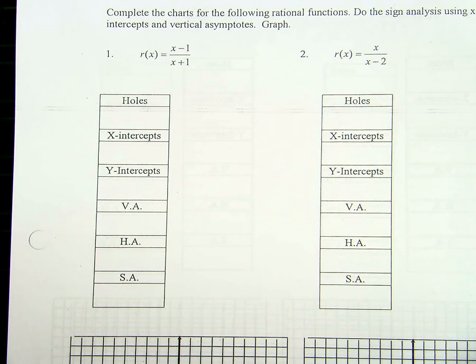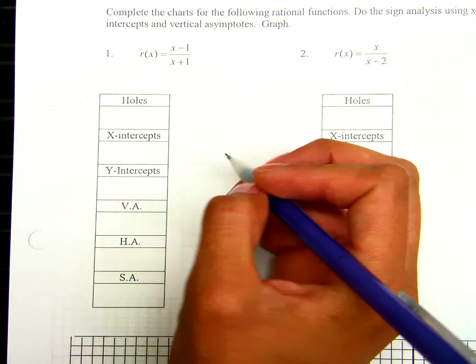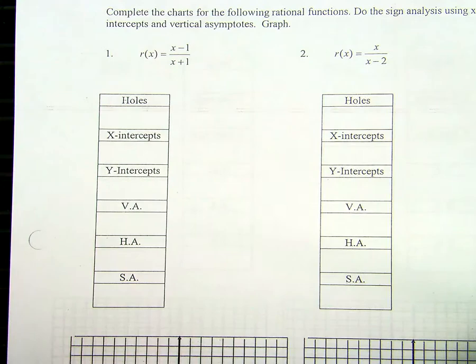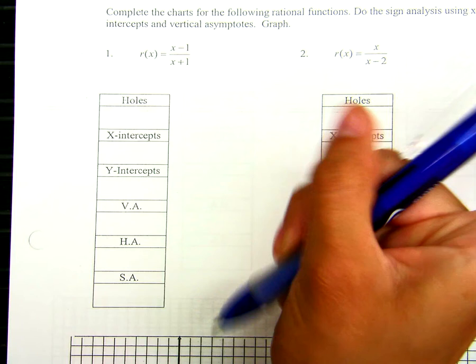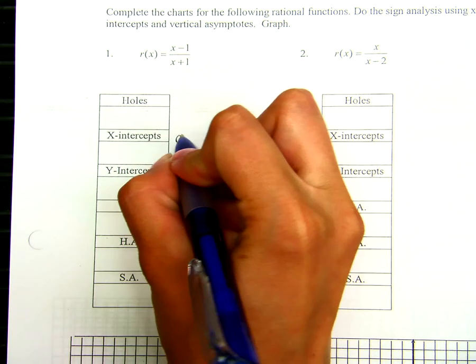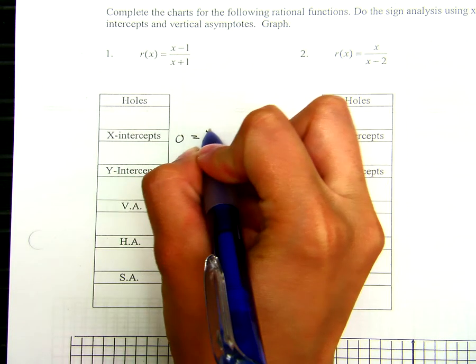The easiest ones for you guys to find will be the x-intercepts and the y-intercepts because those are not new to you. So let's go ahead and do that first for number 1. By definition, x-intercept is when y is 0. So I'm going to set the whole function equal to 0 as such. We would have 0 equals x minus 1 over x plus 1.